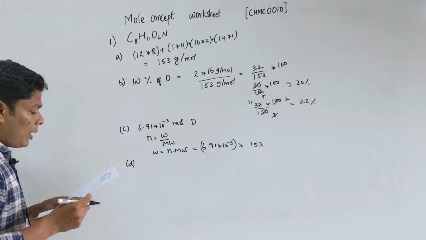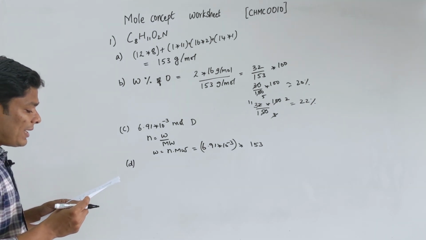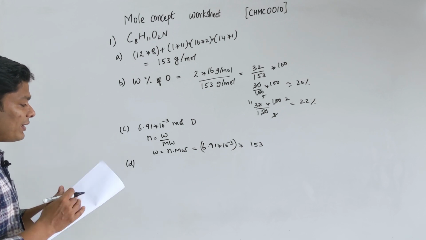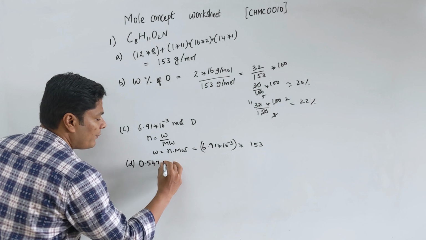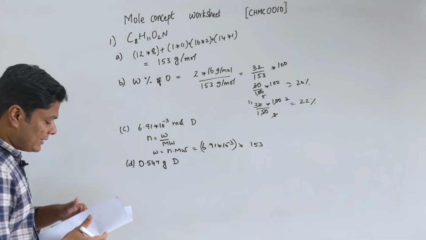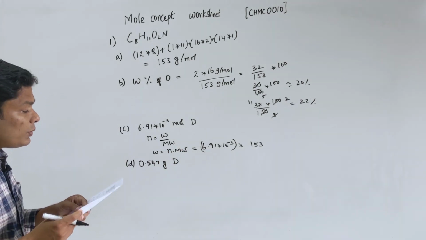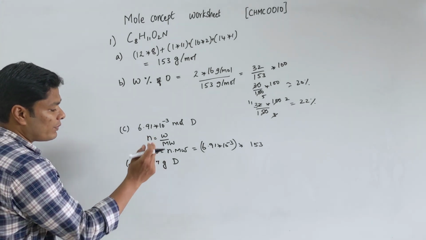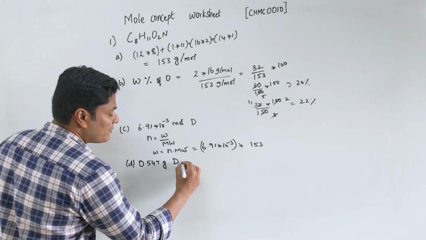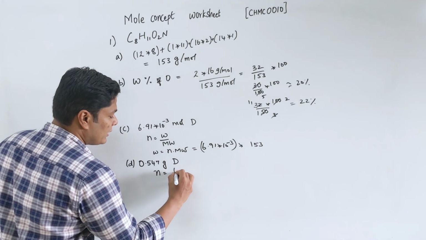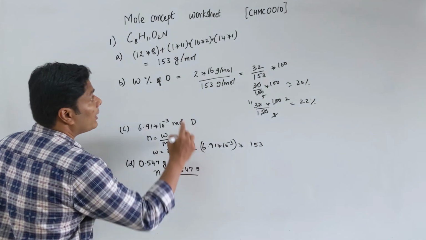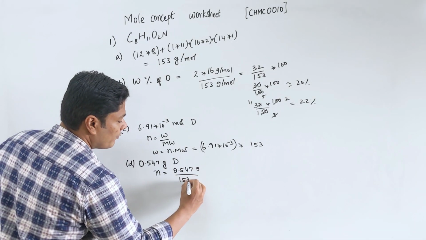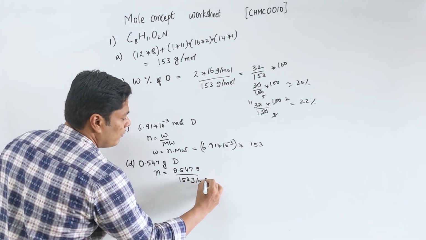Delta. How many moles of dopamine are in a sample of 0.547 grams? So what is given is 0.547 grams of dopamine. They are asking me how many moles are in there. So moles equals mass over molar mass. So that tells me moles equals 0.547 gram divided by my 153 gram per mole.